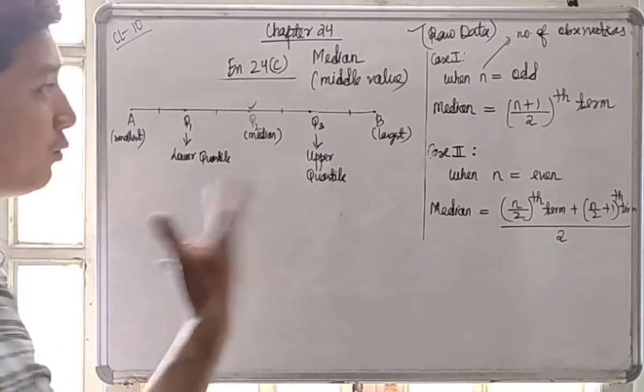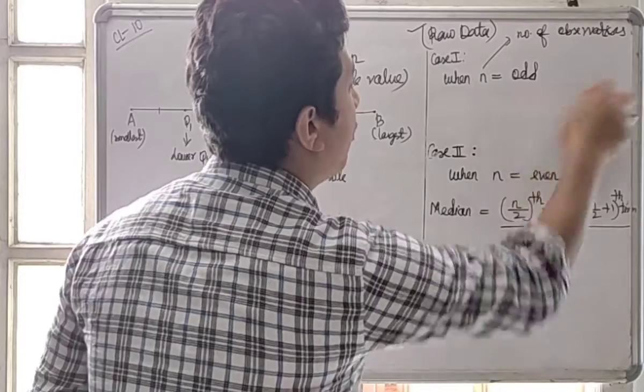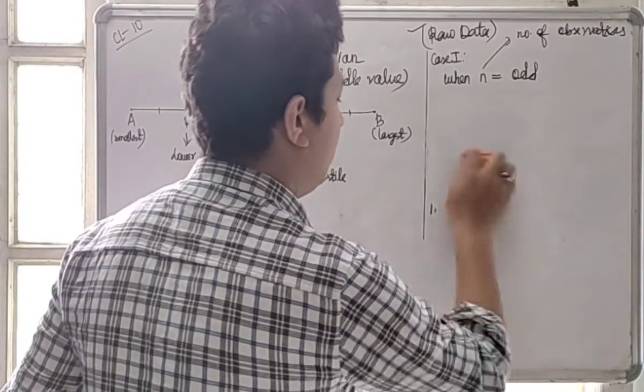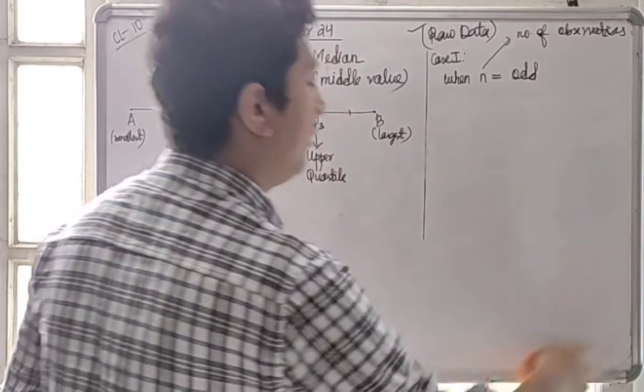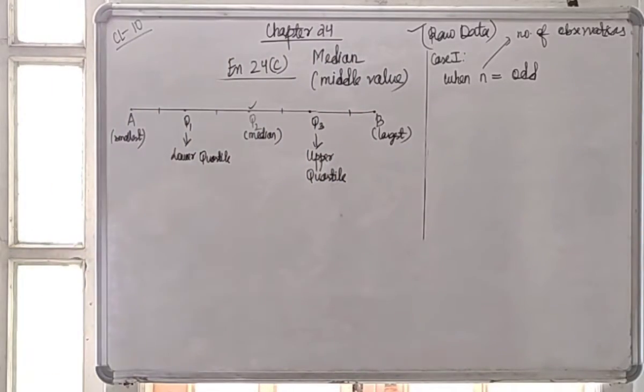In the same way, there will be two cases. When n is odd, what will be my lower quartile, and when n is even, what will be my lower quartile. And similarly the upper quartile also. So let me write the formula first and then explain to you.